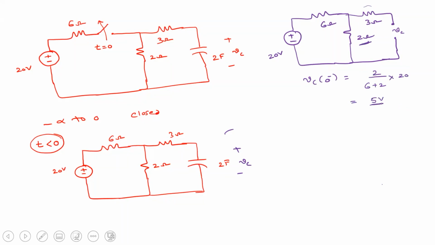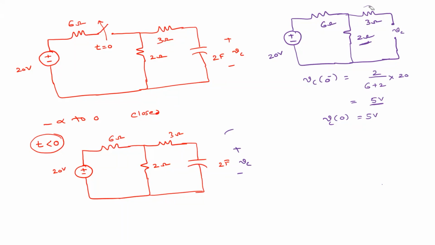Understood? Yes, sir. So this is V of 0 minus, and this is also equal to V of 0, right? Agree? So this is the basic relation: V of 0 minus equal to V of 0 equal to V of 0 plus. So what is the initial voltage across the capacitor? 5 volts, right? So this circuit is given to find out the initial voltage across the capacitor, which we calculated. That is equal to 5 volts, right?